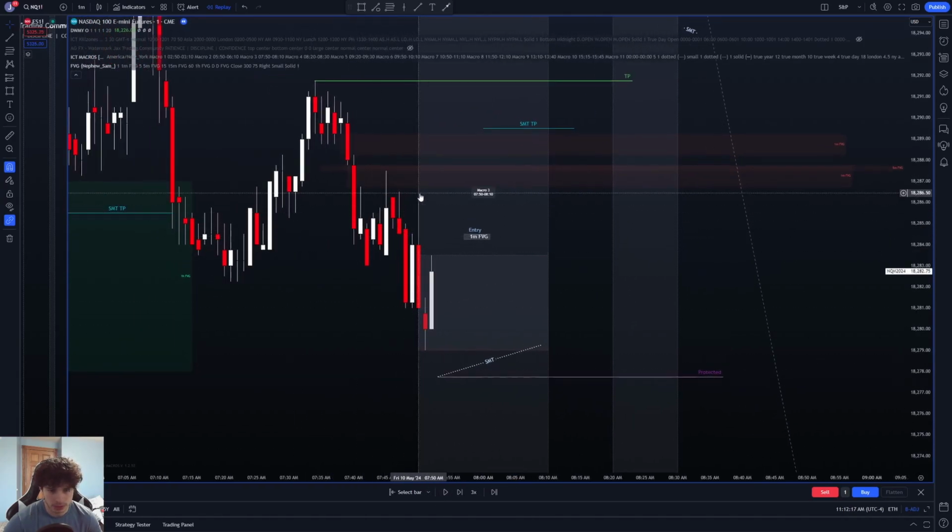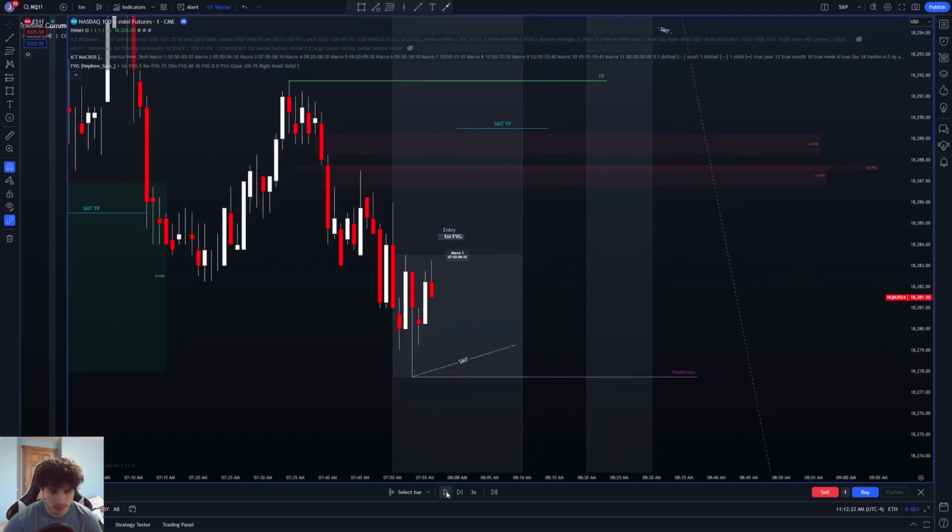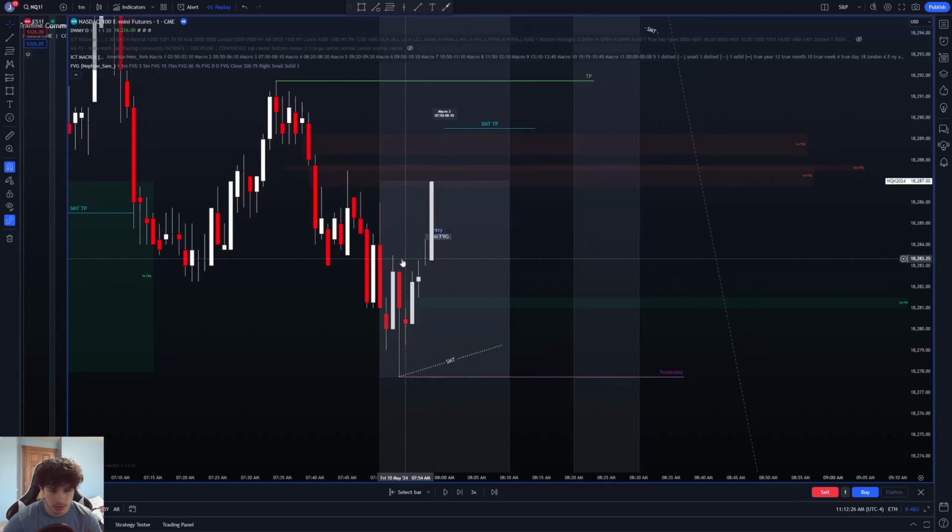So I'd be waiting for market structure shift to the upside. So I want this high to get broken and closed above. It does that right there.